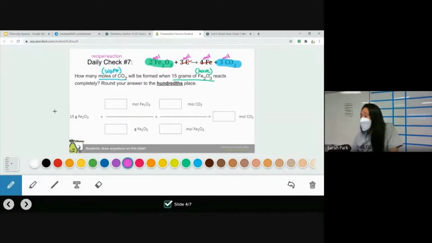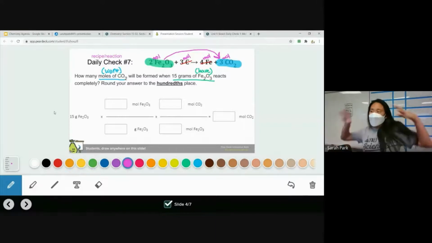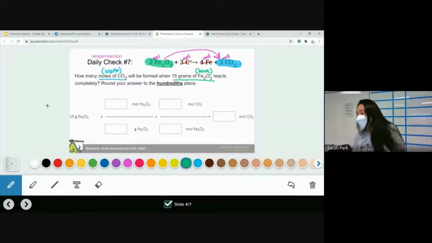People tend to draw an arrow of interest here. I have this, but I want this. So people draw an arrow like this. You always point to your unknown. This is what you want. Your want is your unknown. Now, here's the problem. Your recipe is all in moles, but the problem gave you what? Grams. And you're like, wait a second.